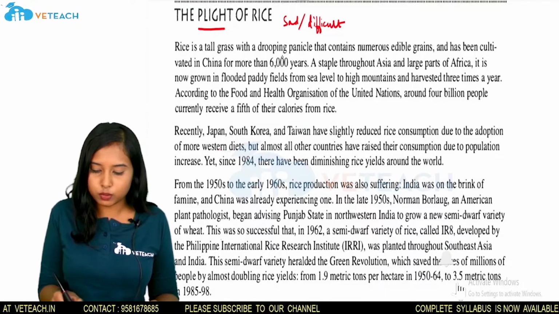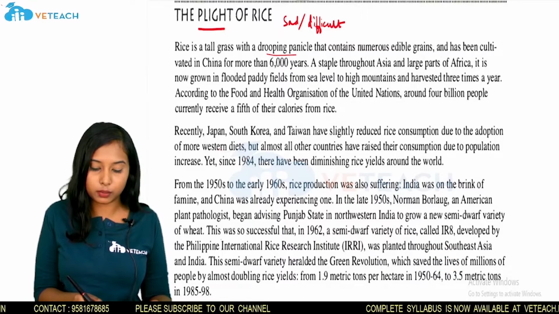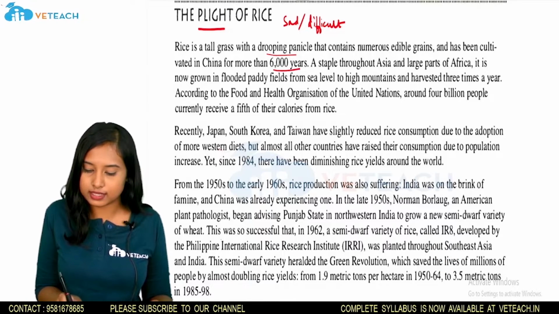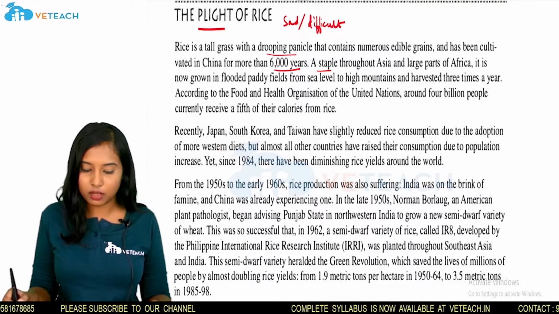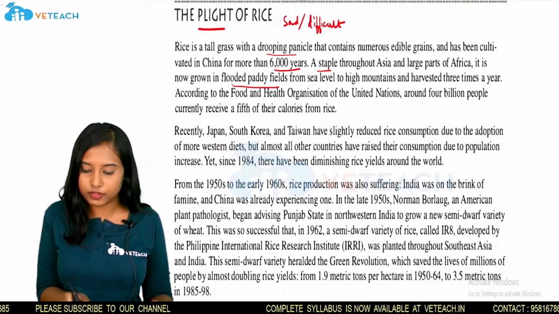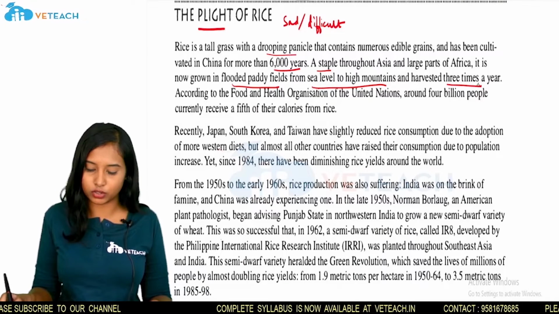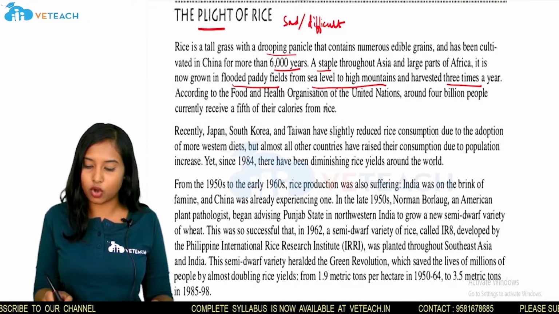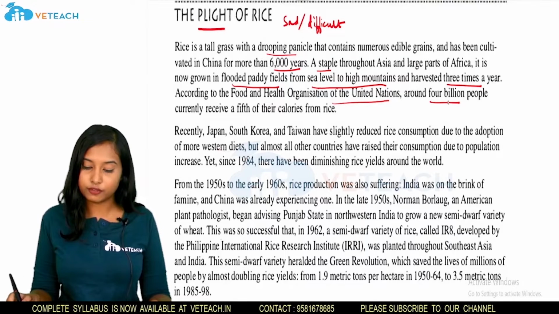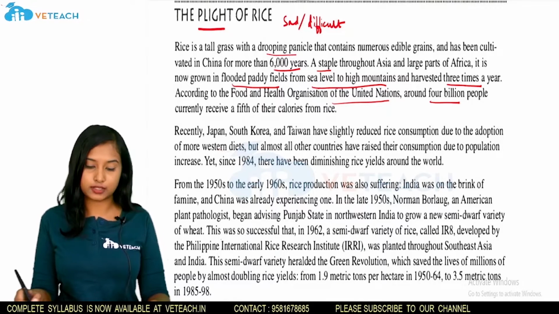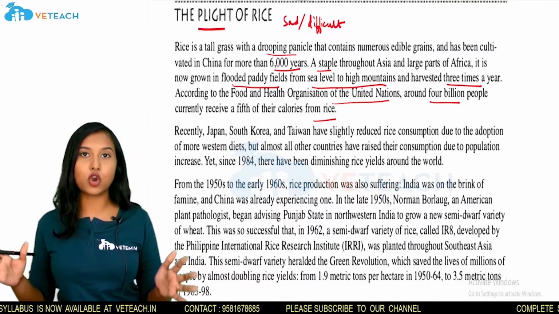Rice is a tall grass with a drooping panicle that contains numerous edible grains and has been cultivated in China for more than 6,000 years. A staple throughout Asia and large parts of Africa, it is now grown in flooded paddy fields from sea level to higher mountains and harvested 3 times a year. According to the Food and Health Organization of the United Nations, around 4 billion people currently receive a fifth of their calories from rice.